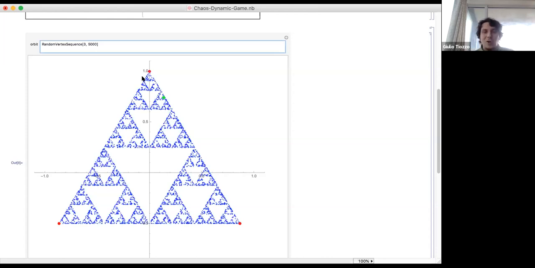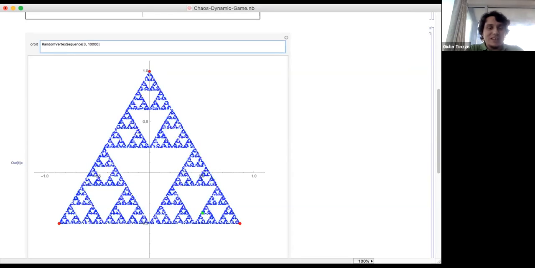So it's not a whole triangle which is covered, but just a somewhat small area with a lot of structure. So maybe let's finish with this 10,000. And this way, you should be able to get a very good approximation of this object, which is this very interesting fractal object.